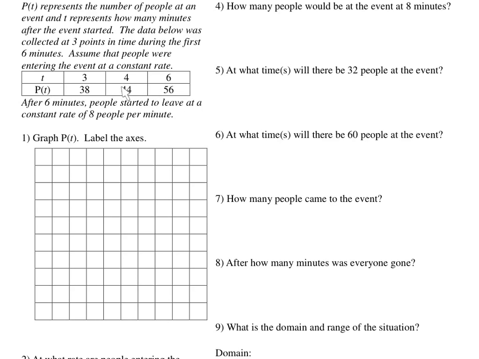And then after the 6 minutes, people start leaving at 8 people per minute. So it looks like this data is growing. You're going to have people coming in, and then they're leaving at 8 people per minute. Then it's going to start going down. Okay, we've got to keep that in mind when we do this problem.